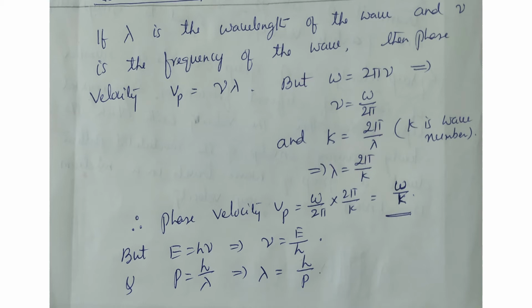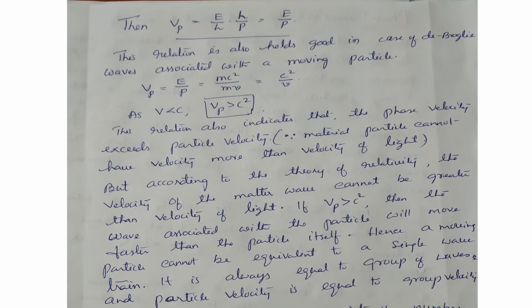Now consider a particle. The energy is given by h nu, so that nu is E by h. Momentum of the particle is h by lambda. For a material particle having energy, moving with certain velocity, energy is h nu, nu is E by h, momentum is h by lambda, so that we get lambda as h by p. Then in Vp equal to omega by k, if you substitute, we get Vp as E by p. This relation Vp equal to E by p holds good in the case of de Broglie waves associated with the moving particle. So for the de Broglie wave associated with the moving particle, the phase velocity is given by the formula E by p, where E is the energy.